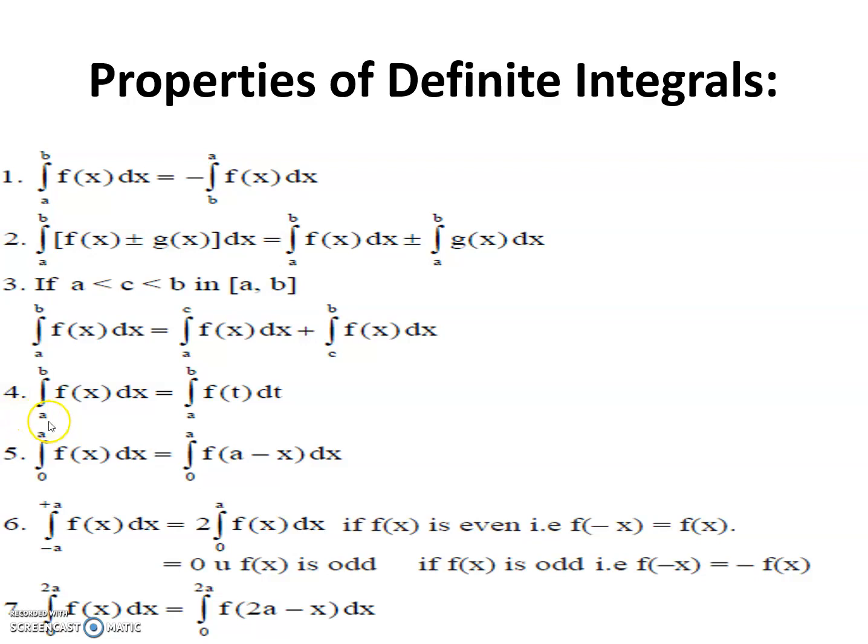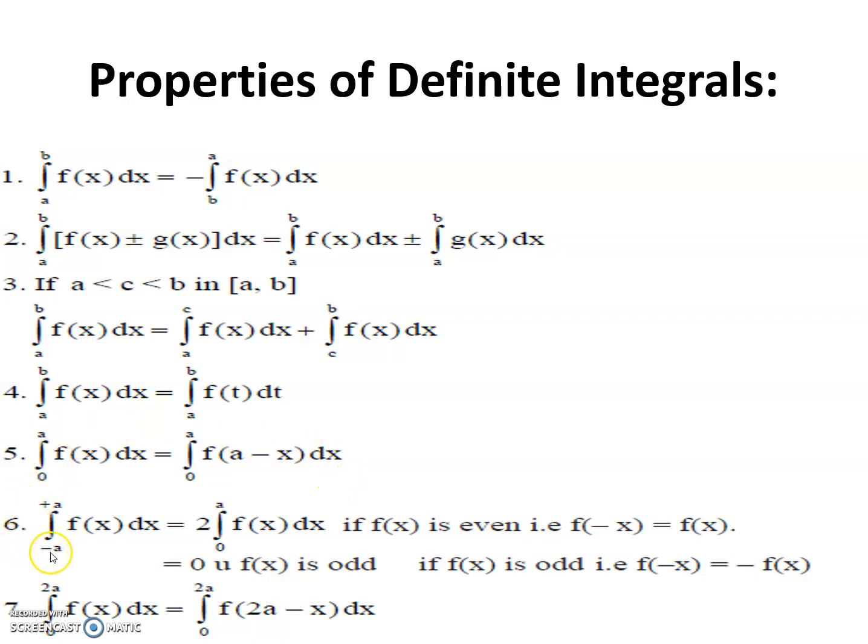Fourth one, the integral from a to b of f of x dx is equal to the integral from a to b of f of t dt. Fifth one, the integral from 0 to a of f of x dx is equal to the integral from 0 to a of f of (a minus x) dx.